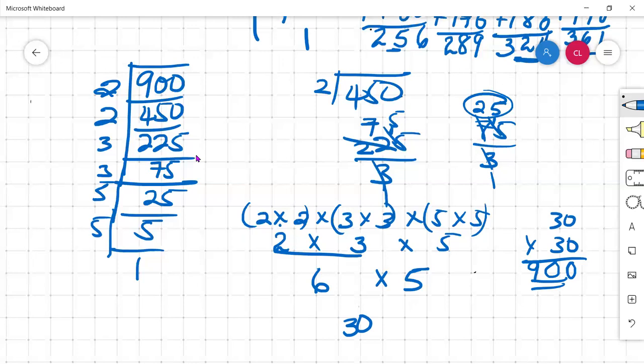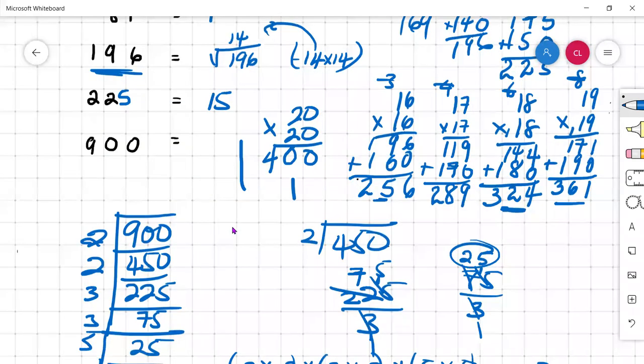Got it? Yes, sir. Now, when you come on to these squares, some of them you just have to know, and some of them you just have to test a little until you get it. All right? So 900, we were at 900. The square root of 900 is 30. They had one more here. They had 256. What's the square root of 256?